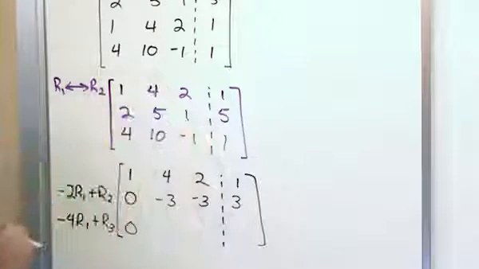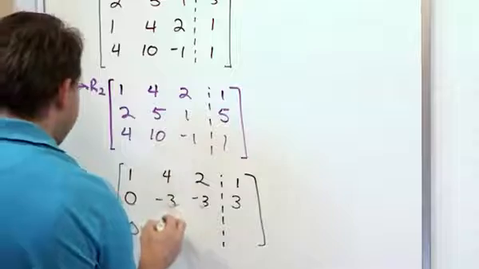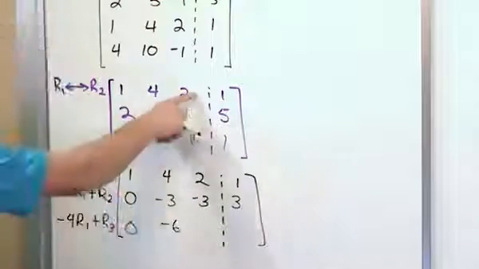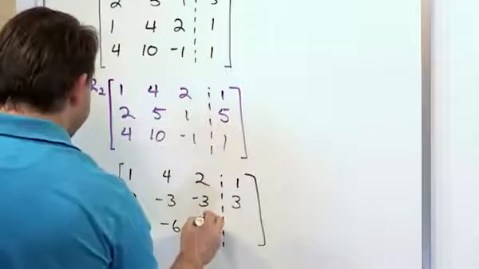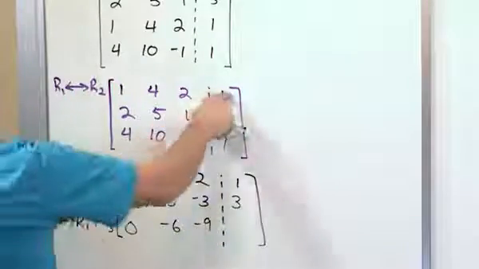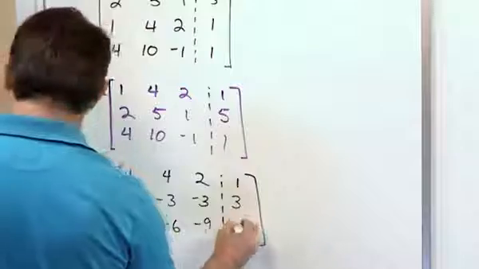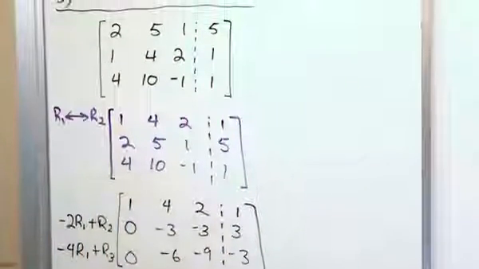Negative 4 times 4 is negative 16. When I add it to this, I get negative 6. Negative 4 times this is negative 8, plus that is negative 9. And negative 4 times this plus 1 is negative 3. All right, now you can sort of see where we're going.